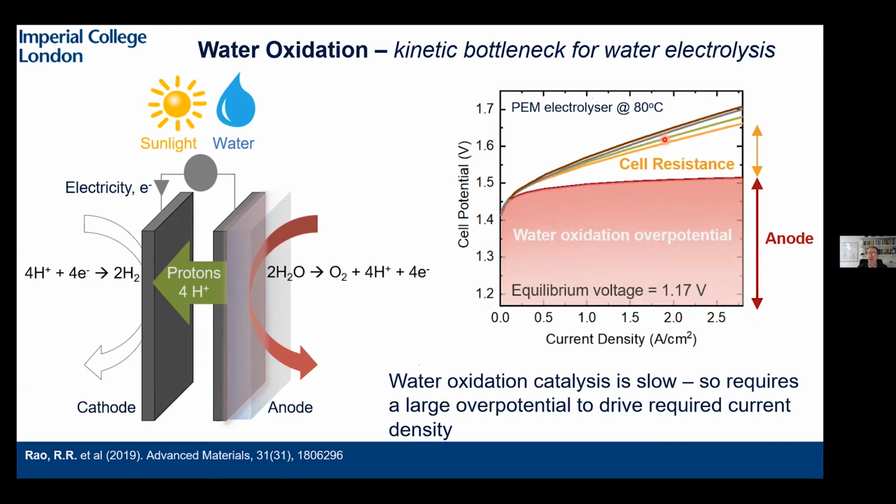And when you analyze why you have to apply a larger voltage, nearly all of the overpotential comes from the overpotential required to drive the water oxidation, which for a PEM electrolyzer would be iridium oxide. And essentially the reason there is that water oxidation catalysis is slow. And if you want to accelerate that catalysis to a current density which is useful for a commercial device, you have to apply a large overpotential.